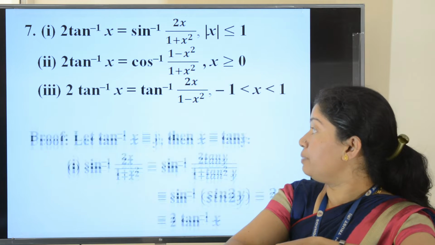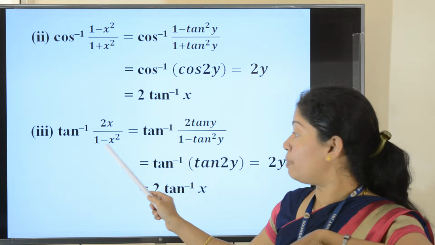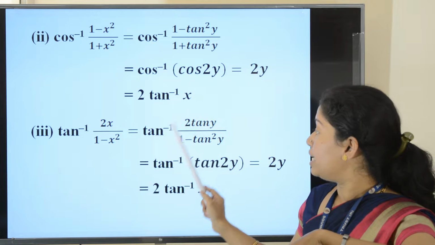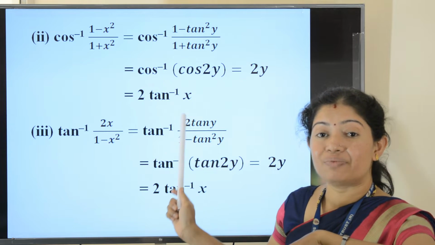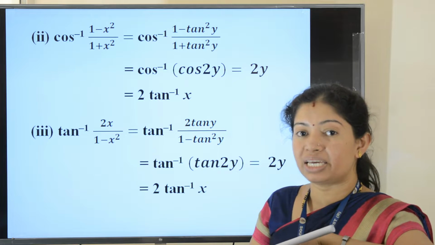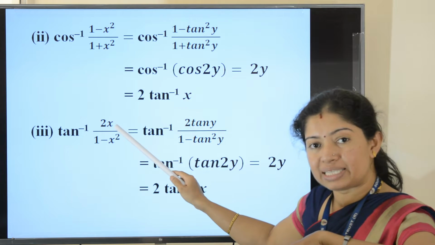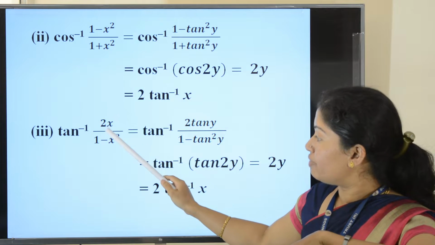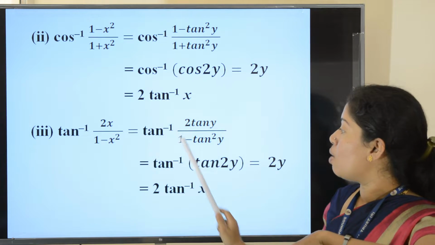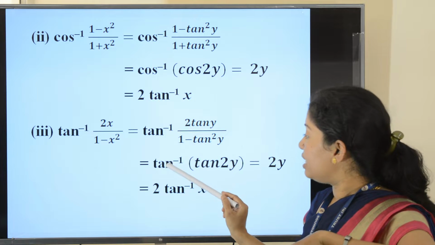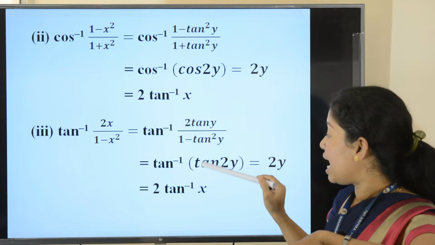Next, let us see our third result, that is tan inverse of 2x divided by 1 minus x square is equal to tan inverse of, you know how we will write this x as tan y. Why? Because we have taken in the beginning tan inverse of x as y. So x will become tan y. So replace x by tan y in the given expression. So it will become tan inverse of 2 tan y divided by 1 minus tan square y. That is equal to tan inverse of, now this is the formula of tan 2y.